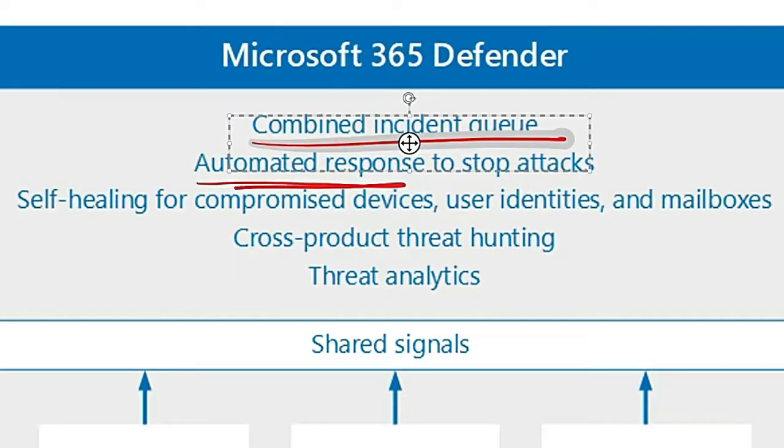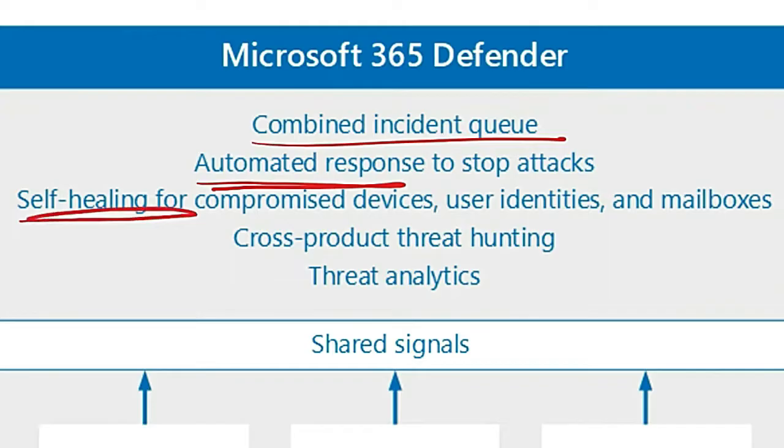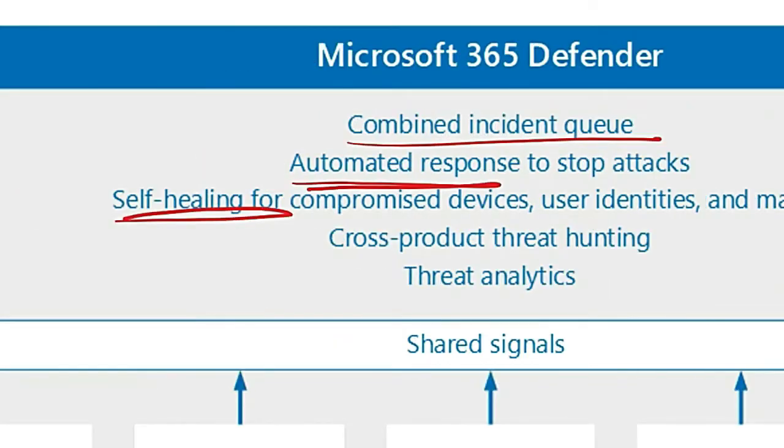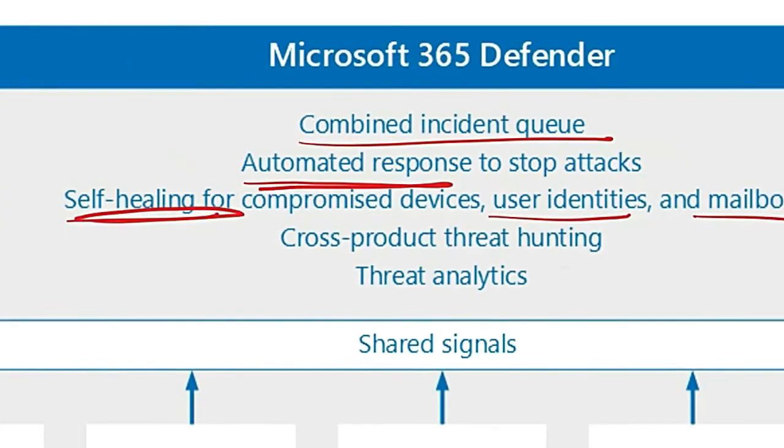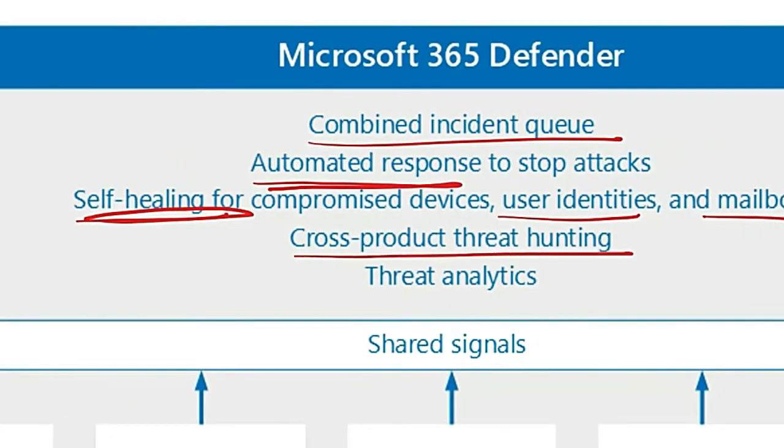And then there is automated response to stop attacks. You don't have to wait for the admins or analysts to take actions. Automatically, this can be done. And then there is self-healing. Self-healing is the ability to automatically detect and remediate security issues without any human intervention. And self-healing is for compromised devices, user identities, and mailboxes. And there is also cross-product threat hunting and threat analytics.